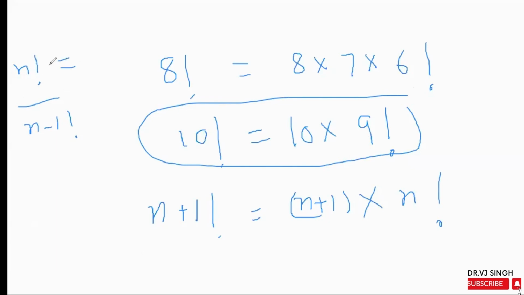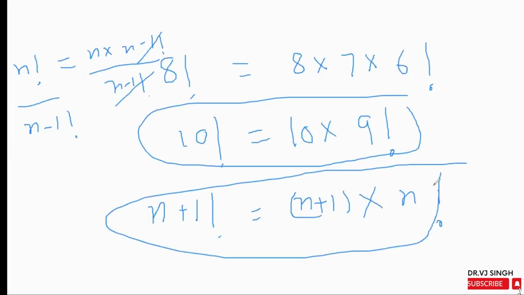So the greater factorial can be broken into smaller ones. It can be written as n into n minus 1 factorial, to cancel out the n minus 1 factorial. We use this concept. If there are two types of factorial in the denominator, we try to cancel them out with the help of this formula. So the same I apply in this method.